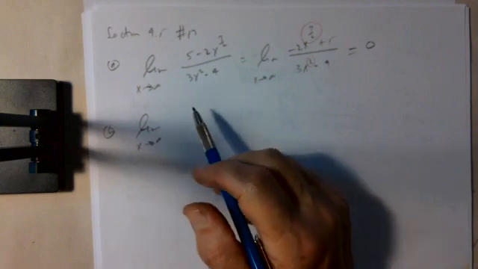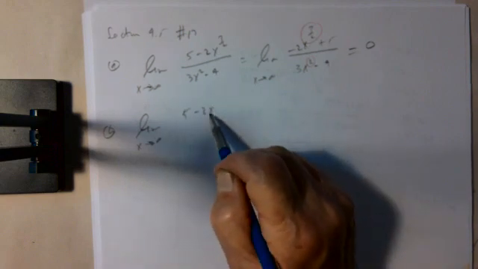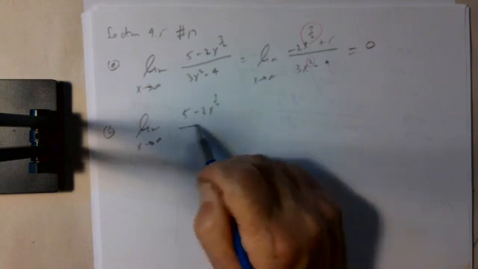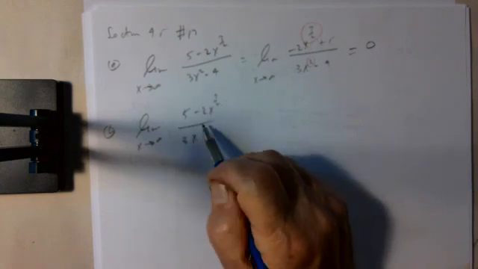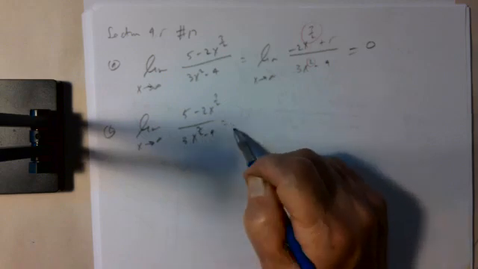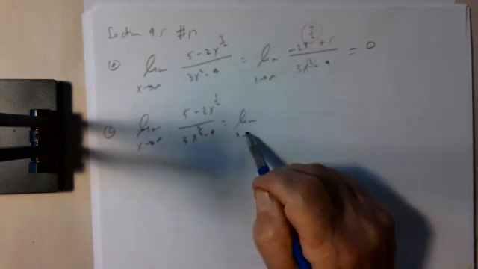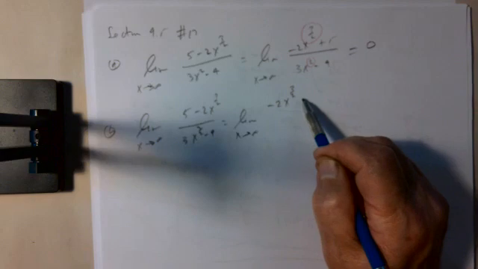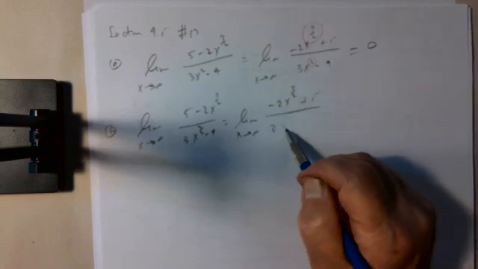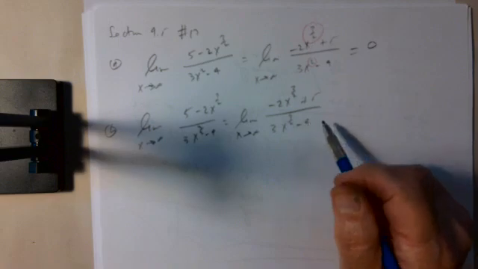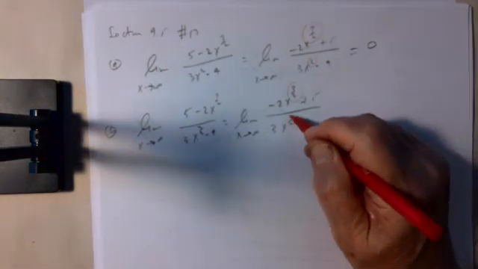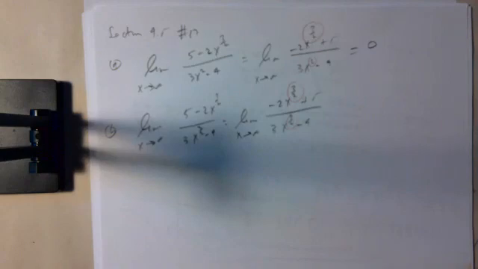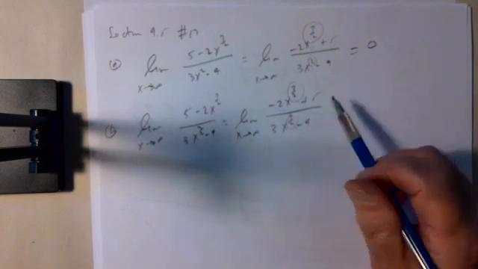In part B, I have 5 minus 2x to the 3/2 over 3x to the 3/2 minus 4. Again, let me write that with the highest power of x appearing first, minus 2x to the 3/2 plus 5 over 3x to the 3/2 minus 4. Now, the highest power of x is the same in the numerator and the denominator. So the limit is just the ratio of the leading coefficients of each term, minus 2 over 3.